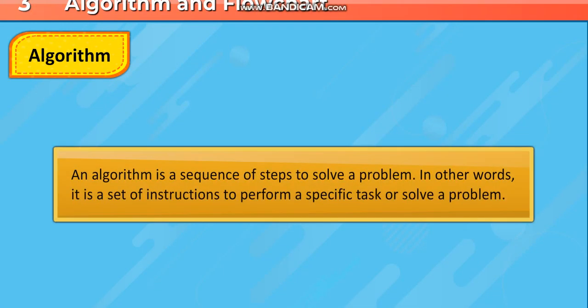Algorithm. An algorithm is a sequence of steps to solve a problem. In other words, it is a set of instructions to perform a specific task or solve a problem.